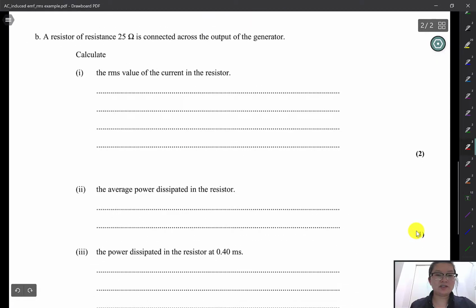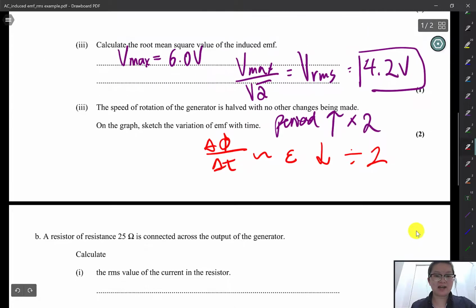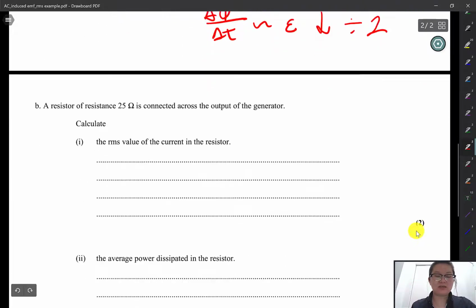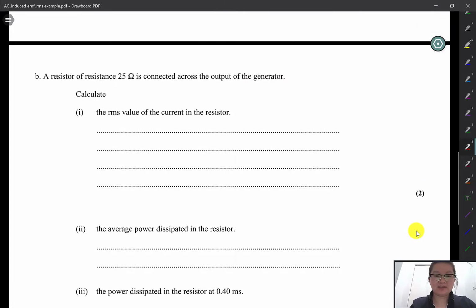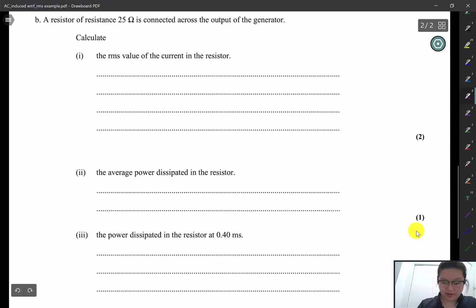A resistor of resistance 25 ohms is connected across the output of the generator. And we're going to assume that it hasn't halved yet. This is the part of the question that I created. I just attached some other questions to it, so I might have to change a number here because I didn't give the right number for the time.